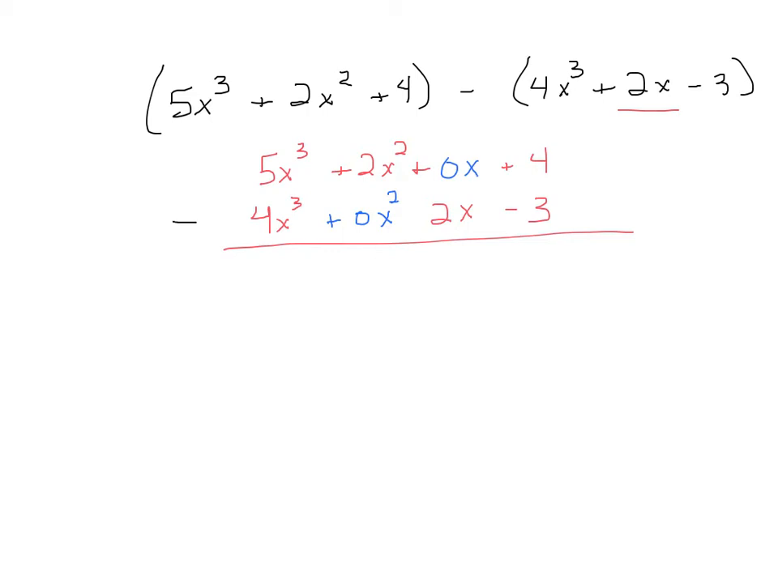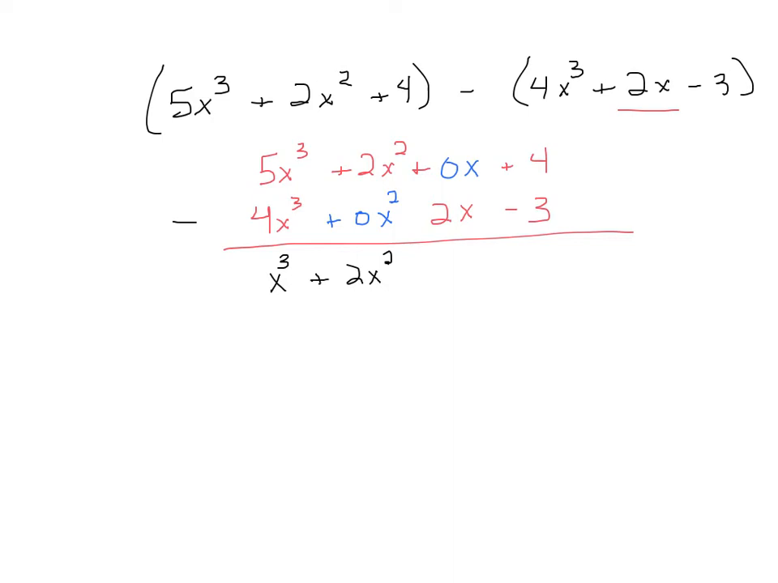This is the second part: normally when we put the subtraction sign out here, we'll always remember to do the very first one. 5x cubed minus 4x cubed is 1x cubed. And we'll remember to do the second one. 2x squared minus 0x squared is 2x squared.